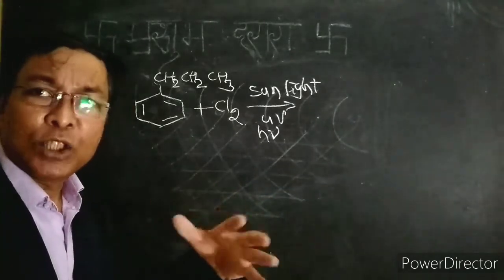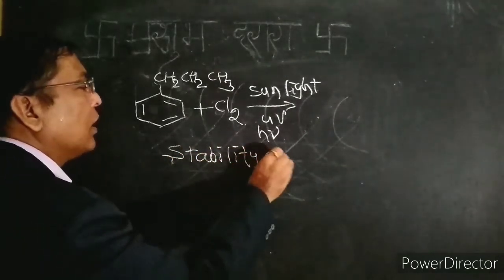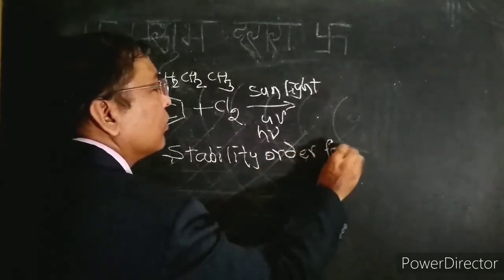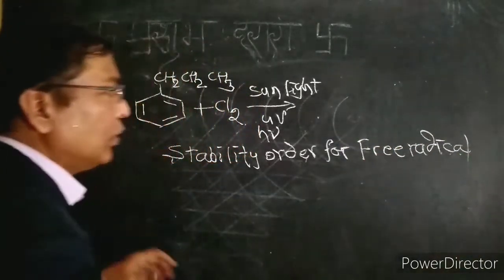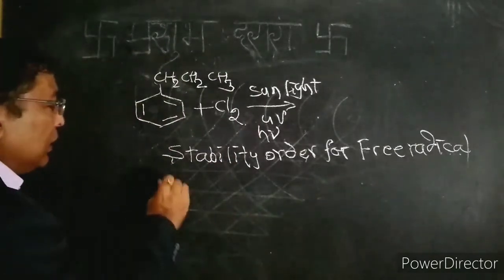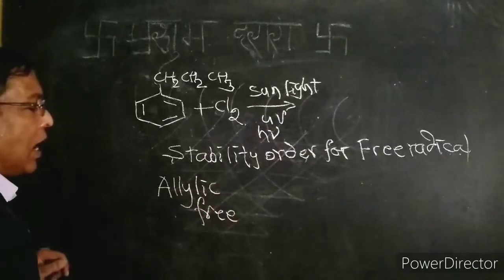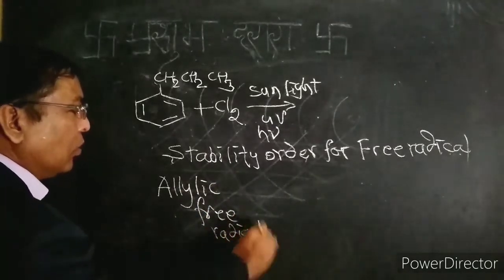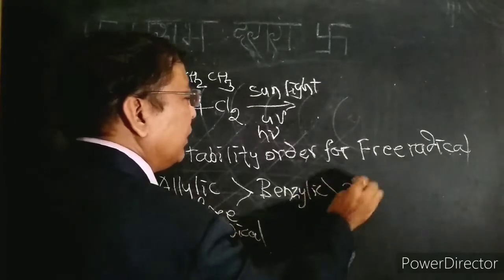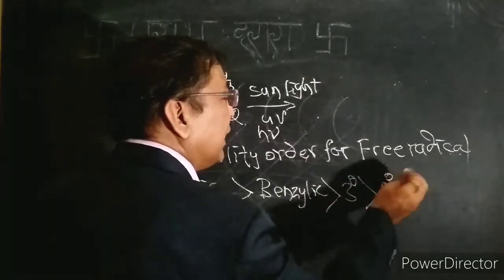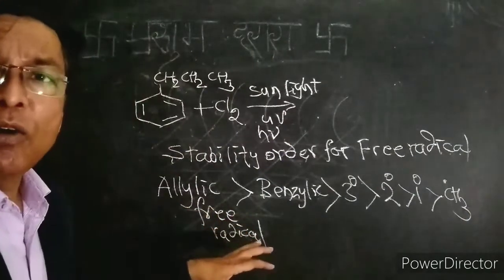I will give you the stability order for free radicals, so that it becomes very easy for you to decide which product is going to form. Allylic free radicals are more stable than benzylic, than tertiary, than secondary free radical, than primary free radical, than methyl free radical. So this is the stability order of the free radicals.